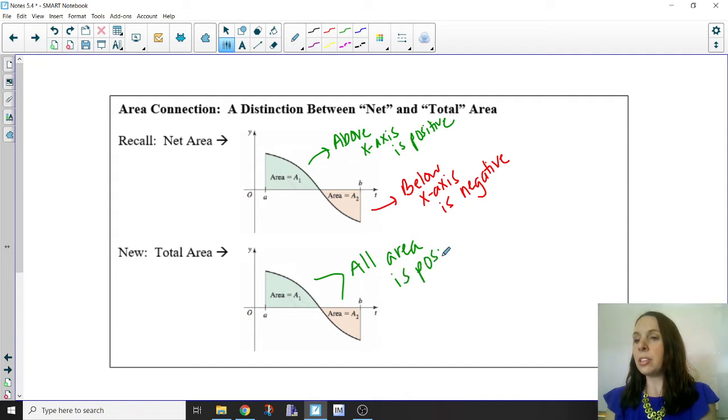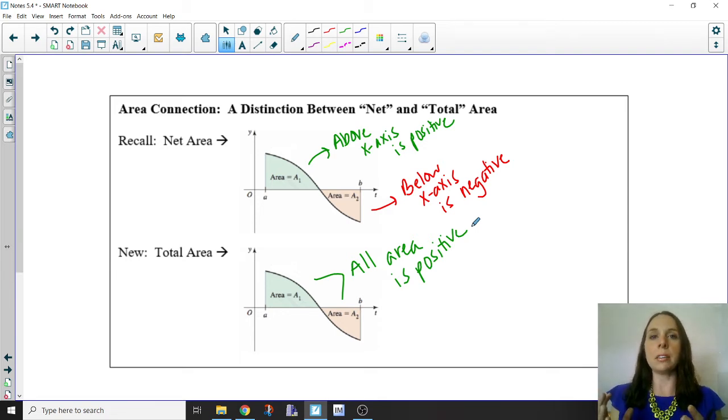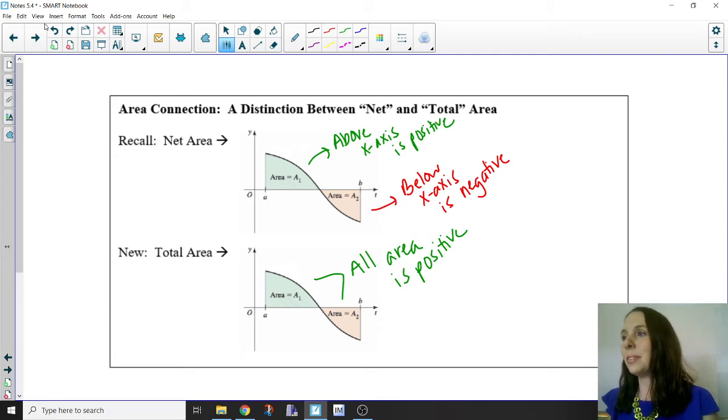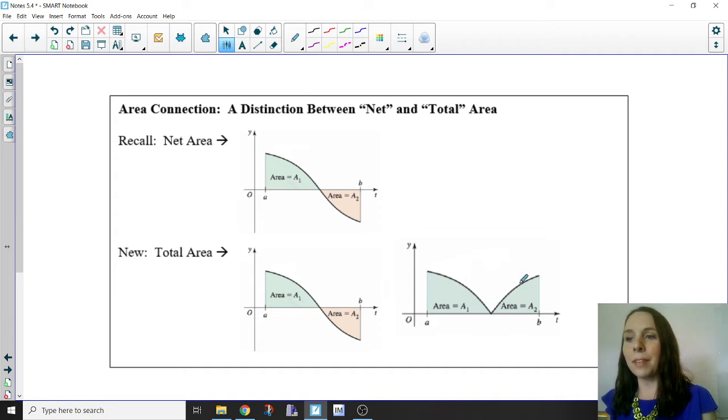And the question is, how do we do that? Because again, math 9 does net area. Fundamental theorem of calculus does net area. So how do we make that area that is below the x-axis become positive? Is there something in math? It would be wonderful if we had something that we could use that makes negatives into positives. Do we have anything like that? Yes, we do. It's called absolute value, right?